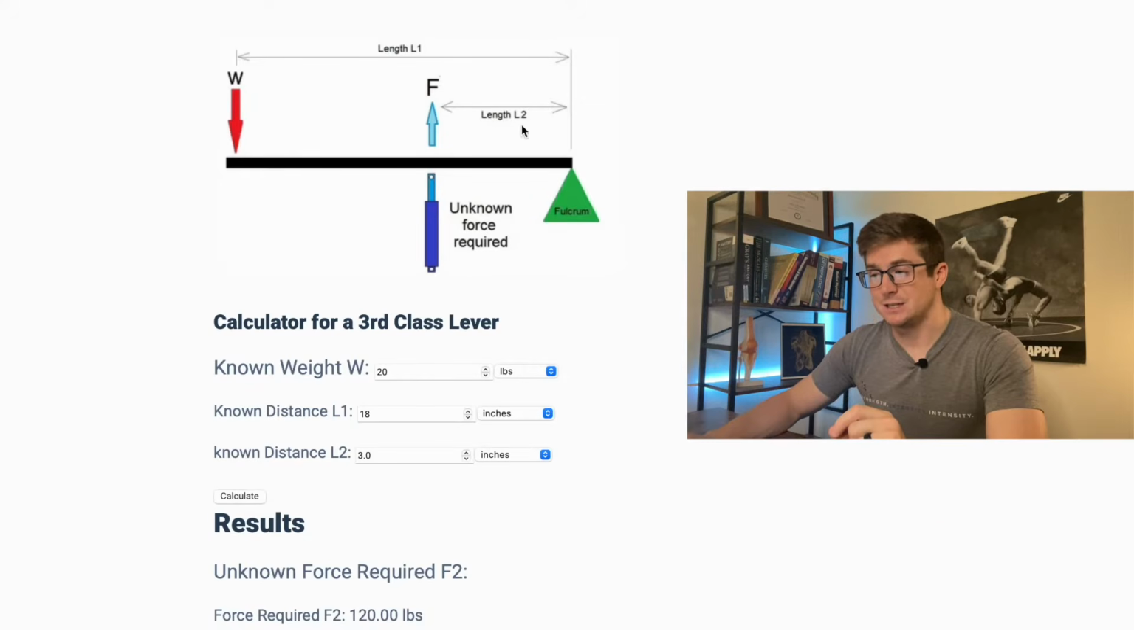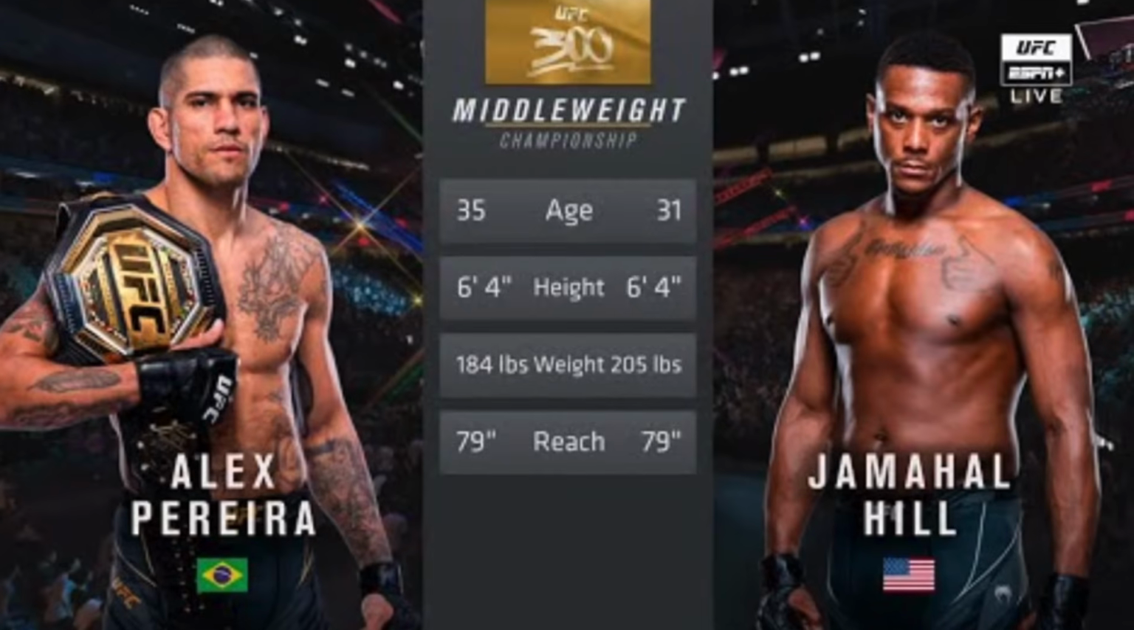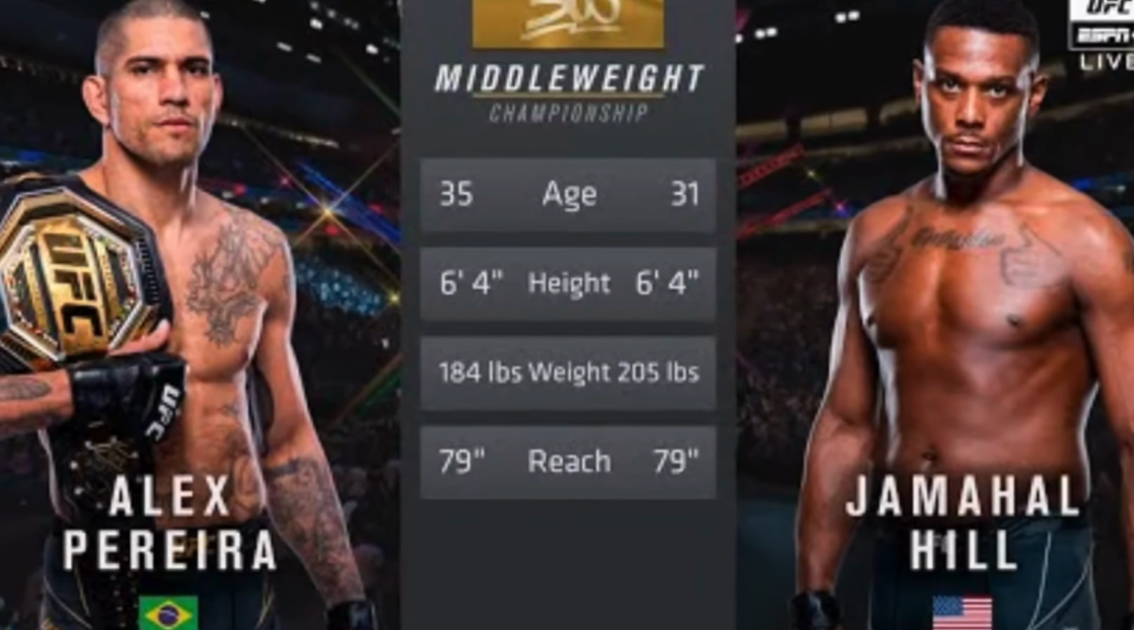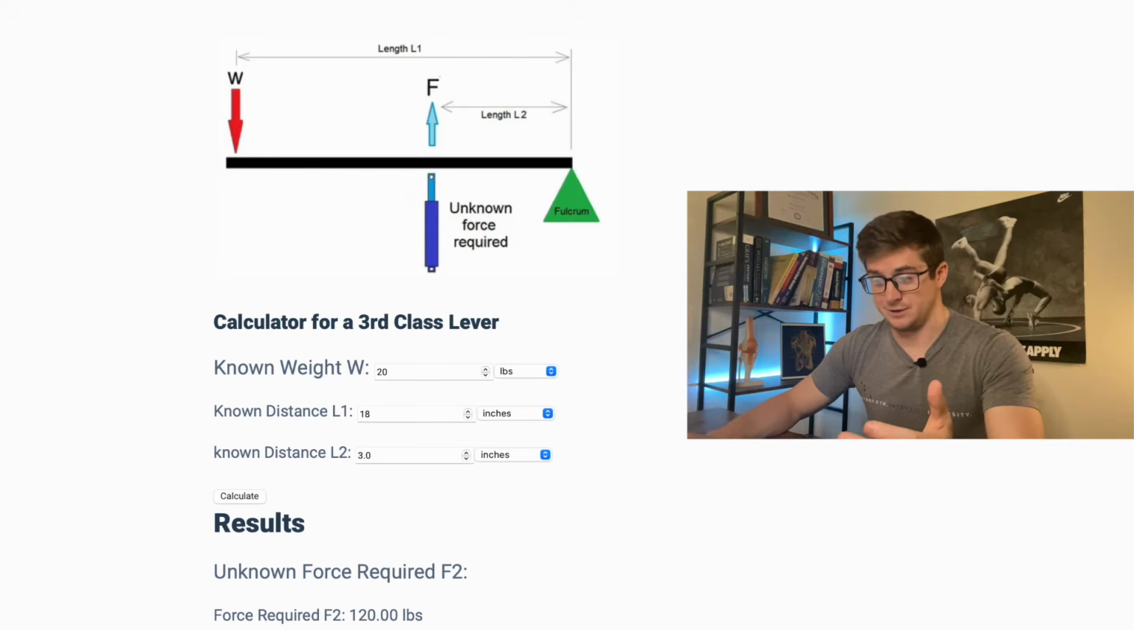So essentially, we're going to see how the second length, the length of the muscle attachment, affects how much force we need to produce to move the same amount of weight. So down here, we have weight at 20 pounds, right? So we're doing a 20-pound bicep curl. And since Pereira and Hill had the same exact wingspan, they were the same exact height, I don't think this is a super far off thing to consider, okay? So known distance 1, the length of the forearm, we're just going to put 18 inches, about 1.5 feet. This is just an arbitrary guess, but we're going to keep these things the same.